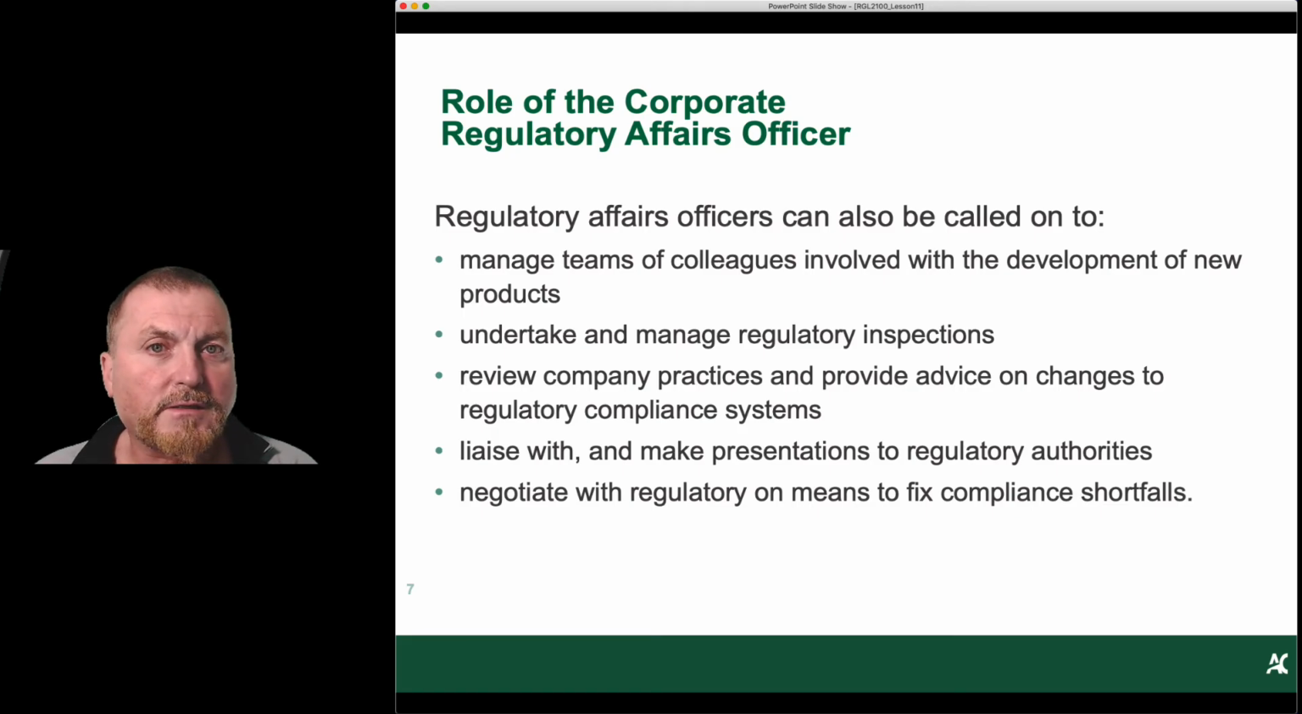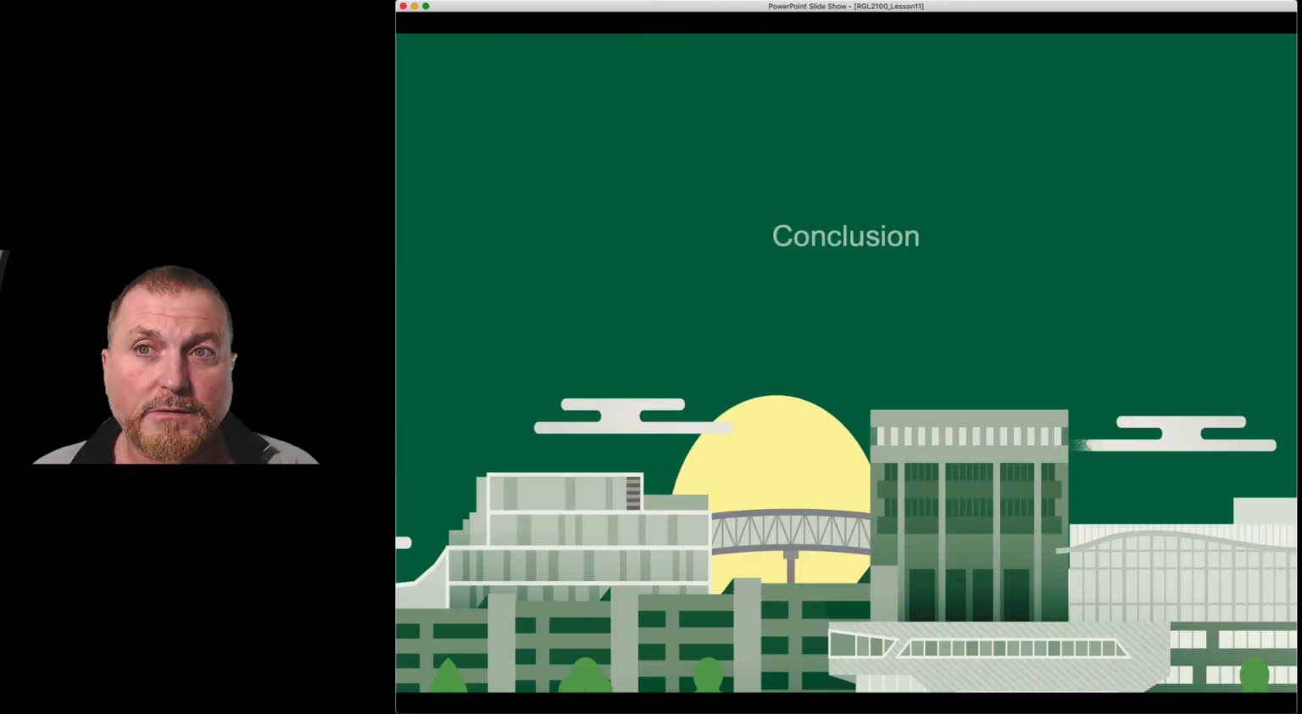Negotiate with the regulator on means to fix compliance shortfalls. That can be a very important issue as well. Like if your company has had an accident or there's a pattern of non-compliance, you might be brought into negotiations with the regulator to sort through these types of problems and see whether there are some fixes that can bring the company back into compliance as quickly as possible.